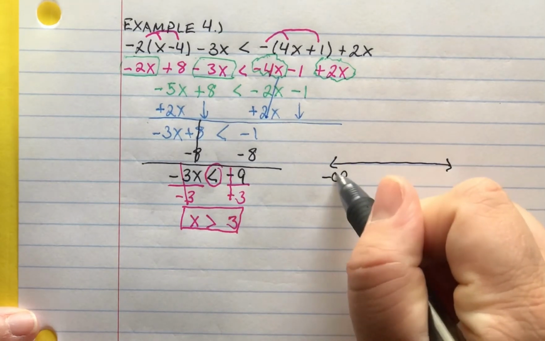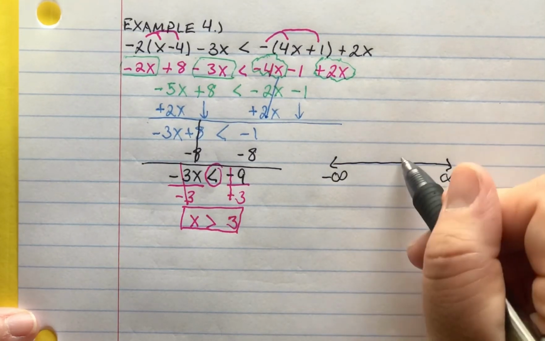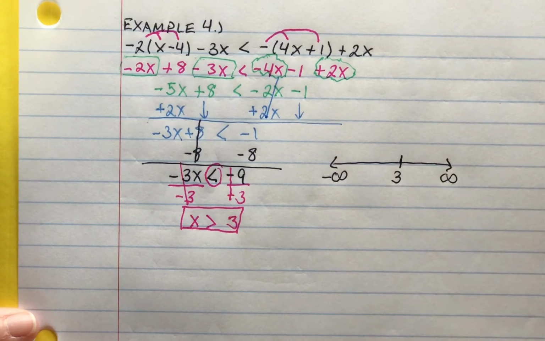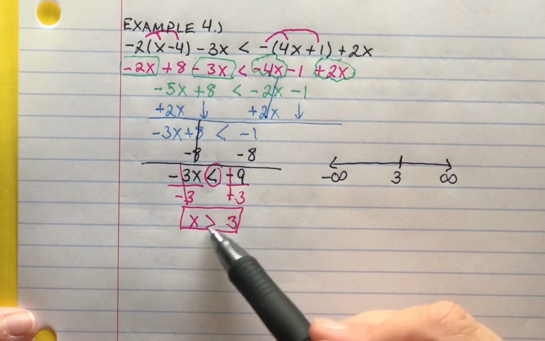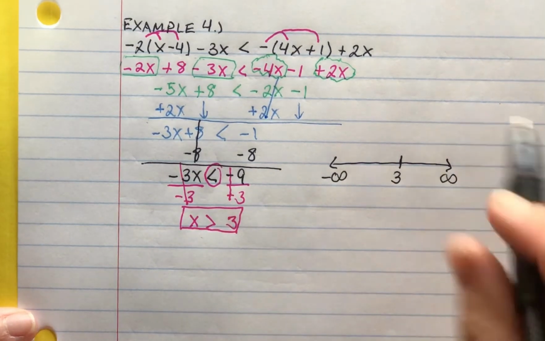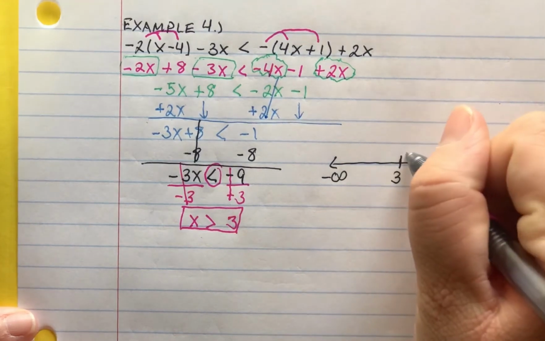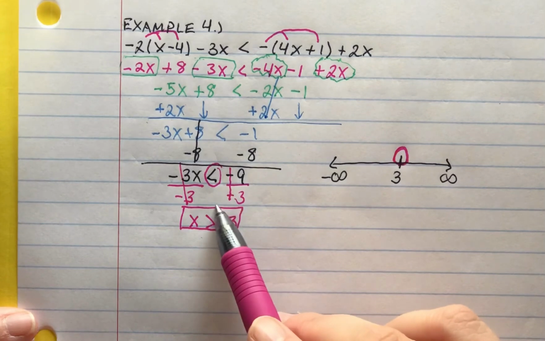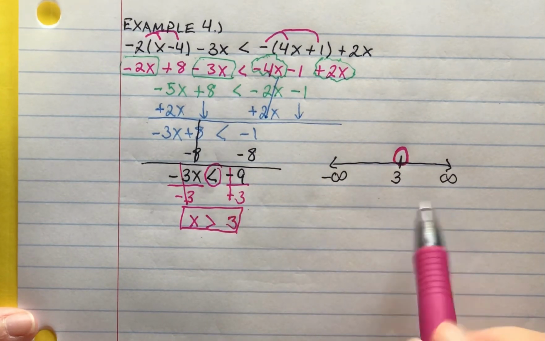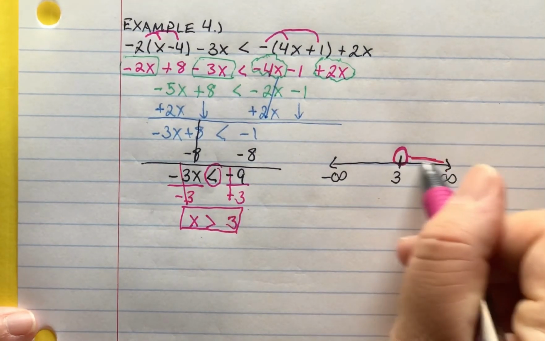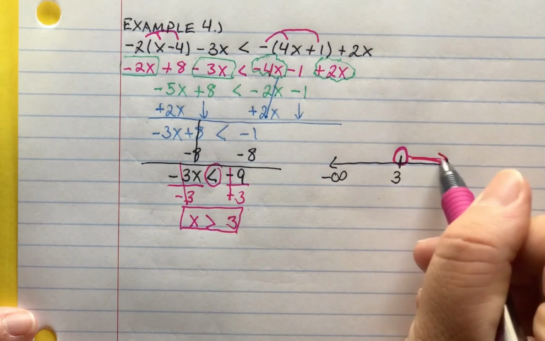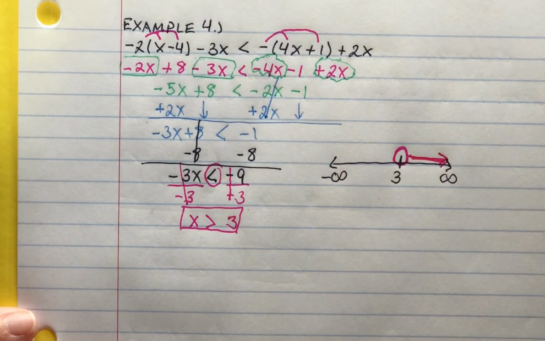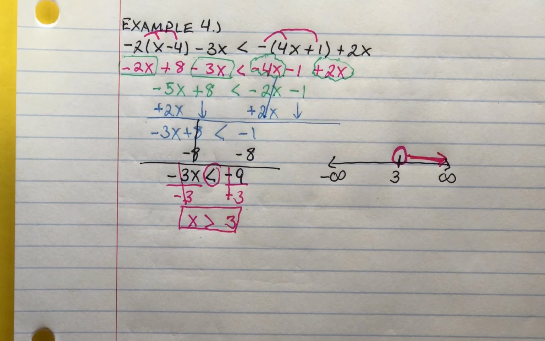Negative infinity on the left, positive infinity on the right, 3 somewhere in between. This inequality symbol does not have an or equal to, so we're actually just going to use an open circle or an open dot, no fill. And then anything greater than 3 is going to be to the right of 3, towards positive infinity. And there you have solving linear inequalities.